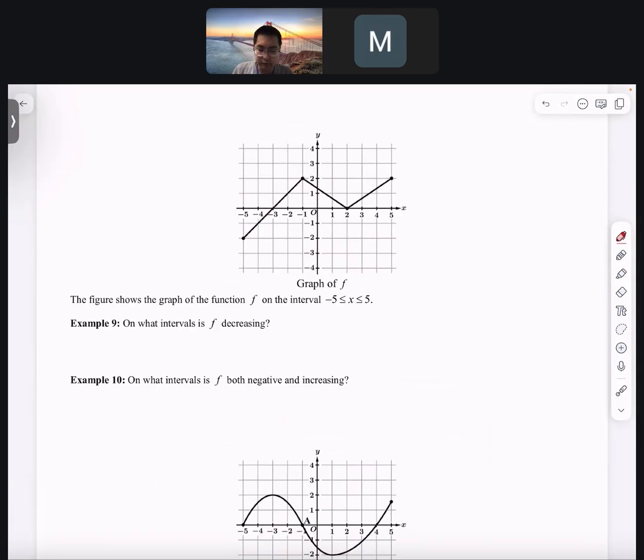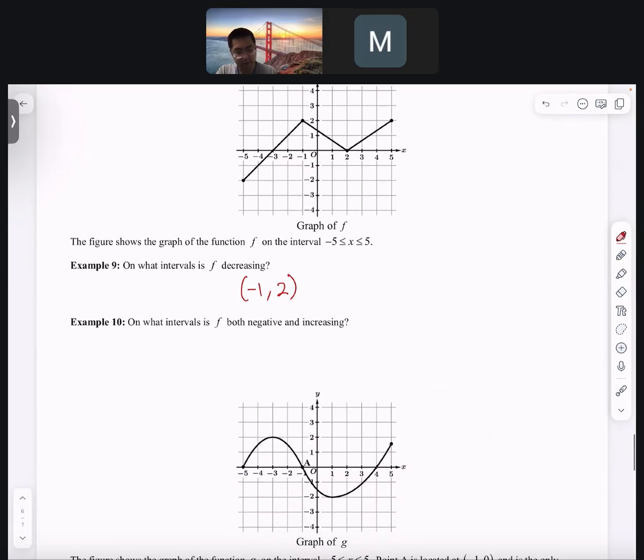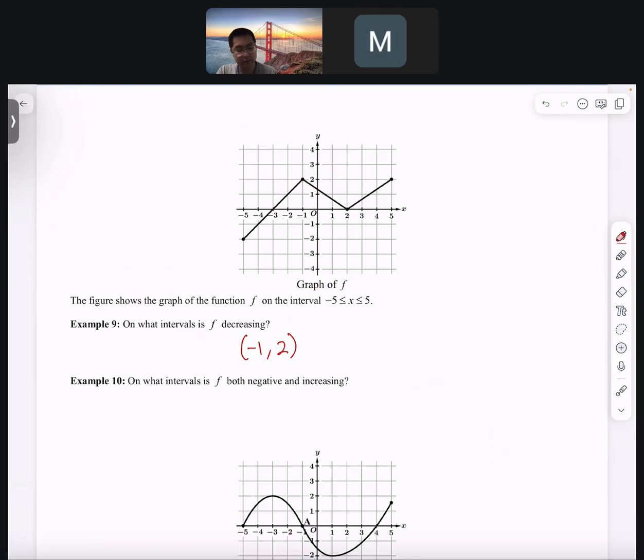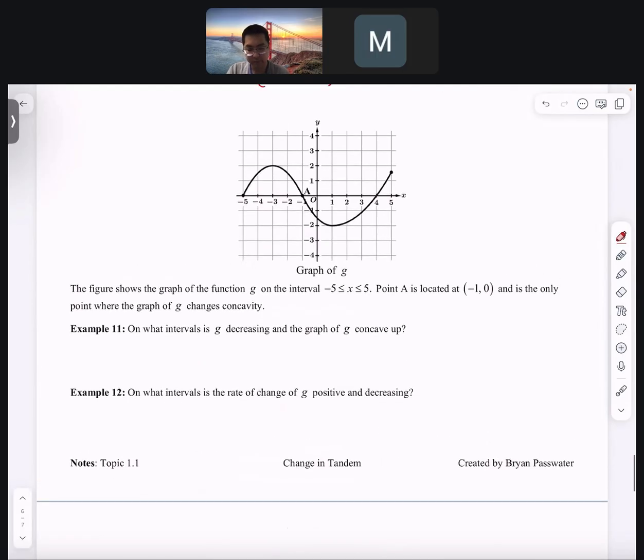The following shows the graph of f. On which interval is f decreasing? Here, f is decreasing only from here to there. So that's from -1 to 2. On which interval is f both negative and increasing? Negative has to be below the x-axis and it has to be going up. So this one's from -5 to -3, okay? -5 to -3.